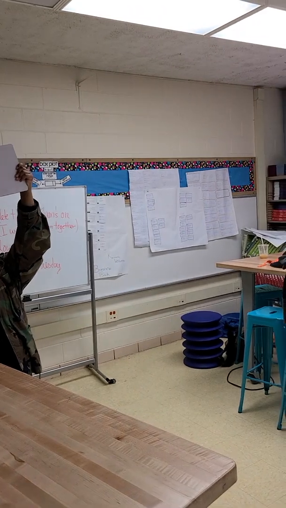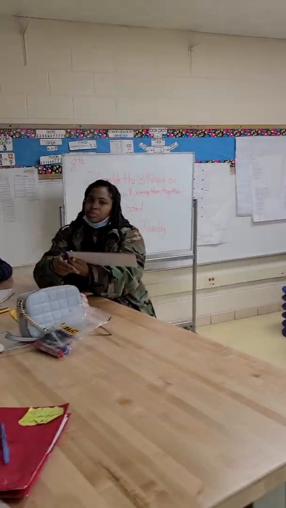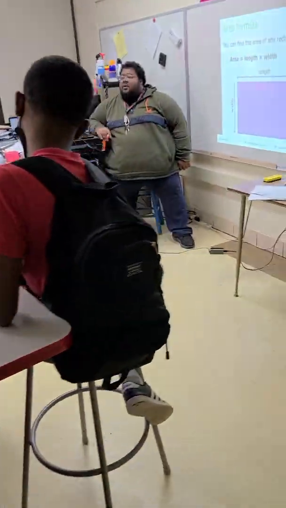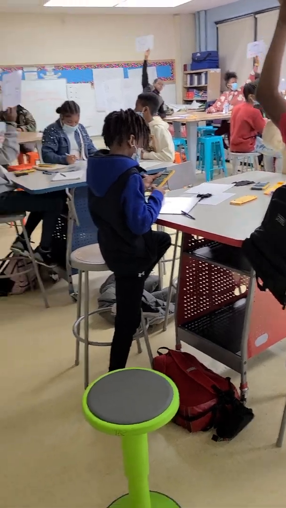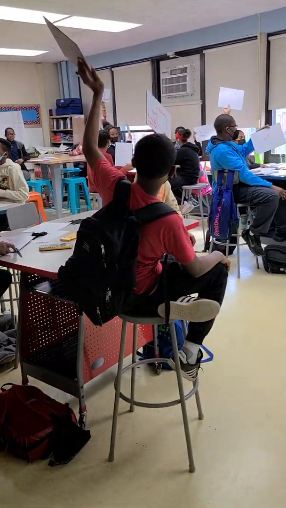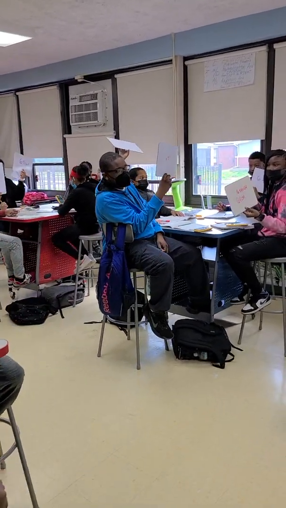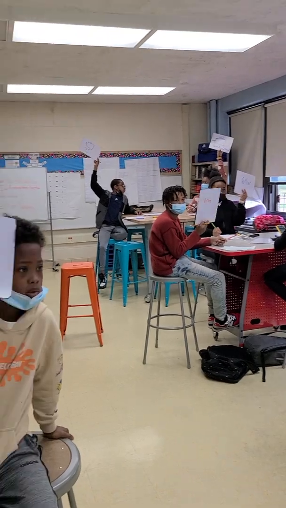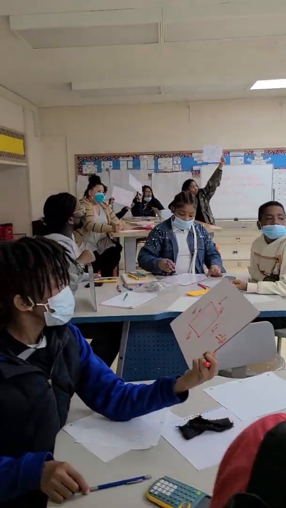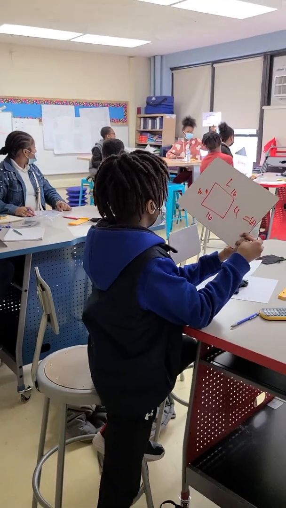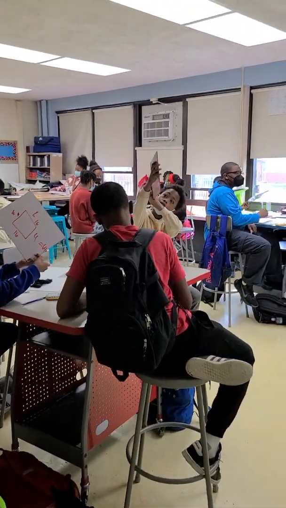Alright, show me your board. 5, 4, 3, 2, and 1. Show me your boards. Correct, correct. Incorrect, incorrect. Correct all the way in the back. Incorrect, incorrect. So, if you got 64, raise up your board. You got 64.